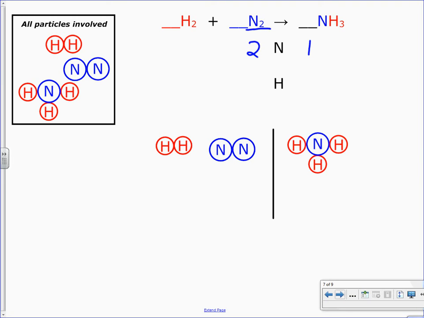And next, let's do the hydrogens. On the left, there are 2 hydrogens. On the right, there are 3 hydrogens.